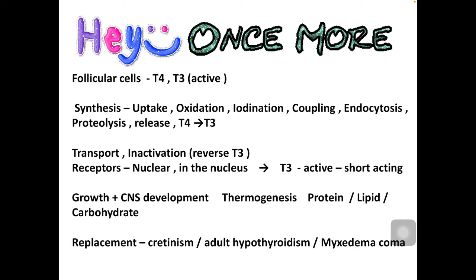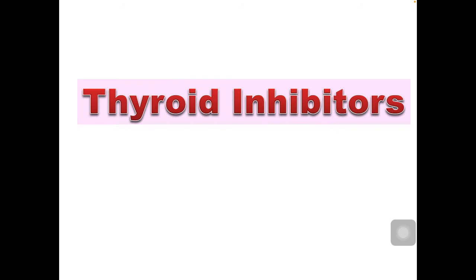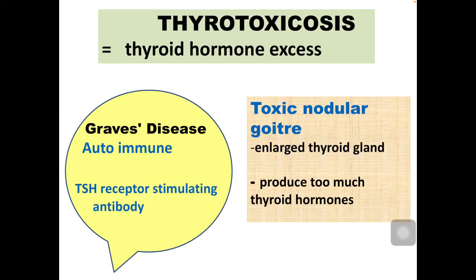So this portion covers the thyroid hormones, the physiological function, and how we can use them in deficient states. The next portion is related to the excess of thyroid hormones. Okay, how do we treat excess of thyroid hormones or hyperthyroidism? So we use drugs that inhibit synthesis, inhibit release, or destroy the thyroid gland itself, and these are known as thyroid inhibitors.